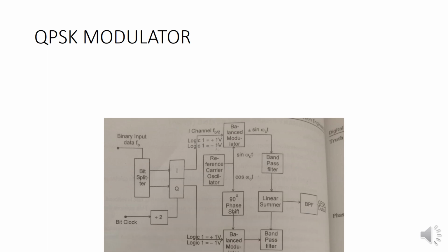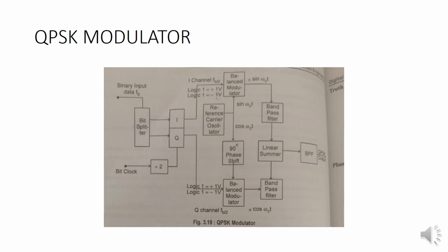This is the QPSK modulator diagram. The function carried out in the QPSK transmitter is that the two bits are clocked into a bit splitter. After both bits have been serially inputted, they are simultaneously outputted in parallel. One bit is directed to the I channel and the other bit is directed to the Q channel. The I bit modulates a carrier that is in phase with the reference oscillator. The Q bit modulates a carrier that is 90 degrees out of phase, or in quadrature, with the reference carrier.